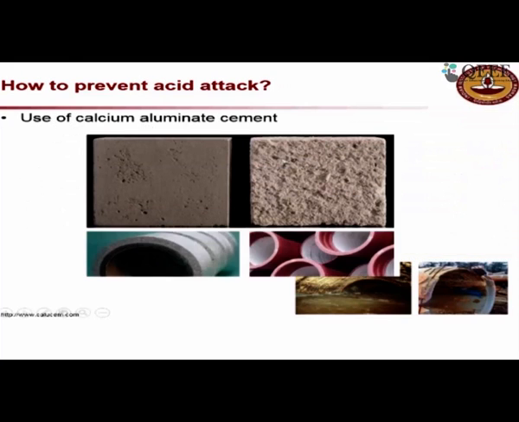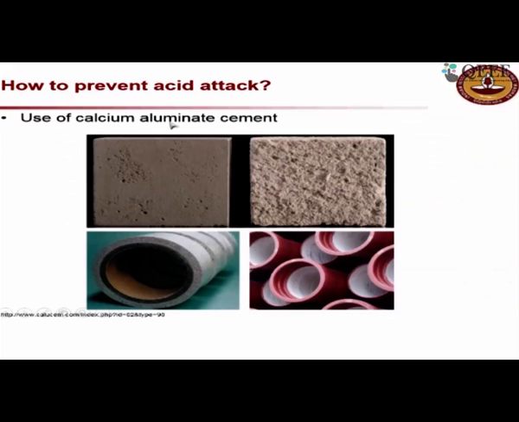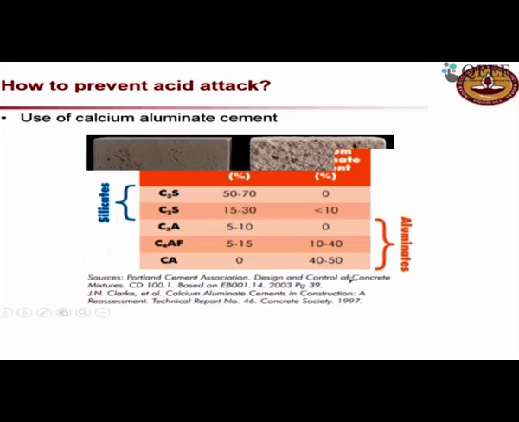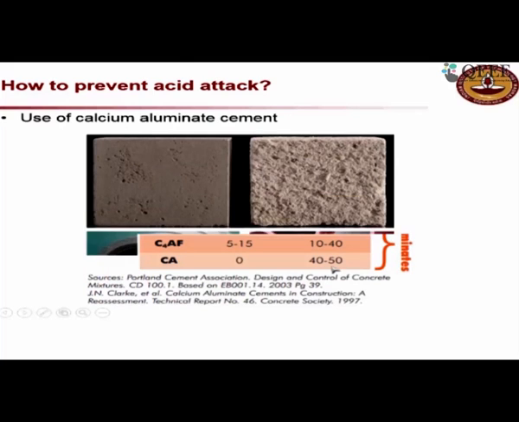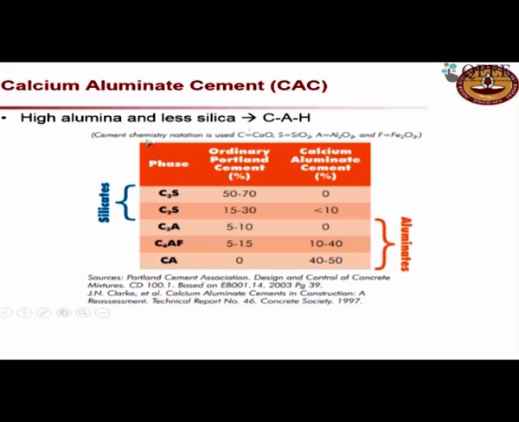So what is the special type of concrete? One type of concrete is calcium aluminate cement, or concrete made out of calcium aluminate cement. As you see in this picture, on the left side this is the calcium aluminate cement, and this is a regular Portland cement concrete. You can see on the right side there is a significant deterioration, whereas on the left side you don't see much deterioration due to acid attack. These are some pictures which show how these pipes look, and there are also other coatings provided in the pipes. Now what is this calcium aluminate cement?